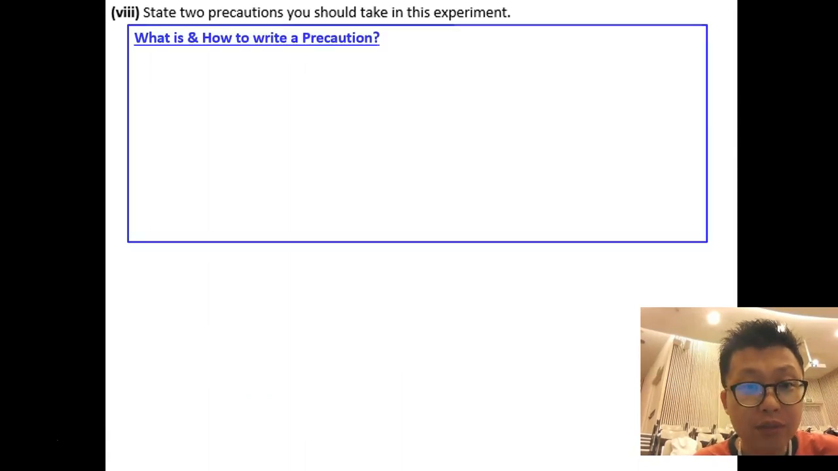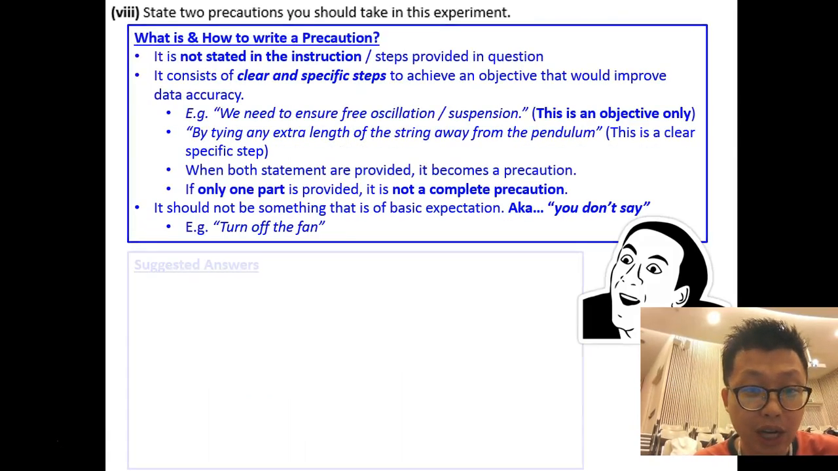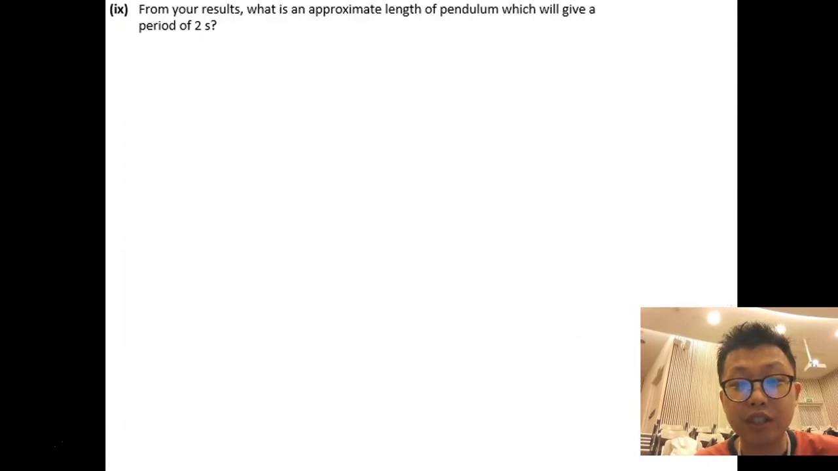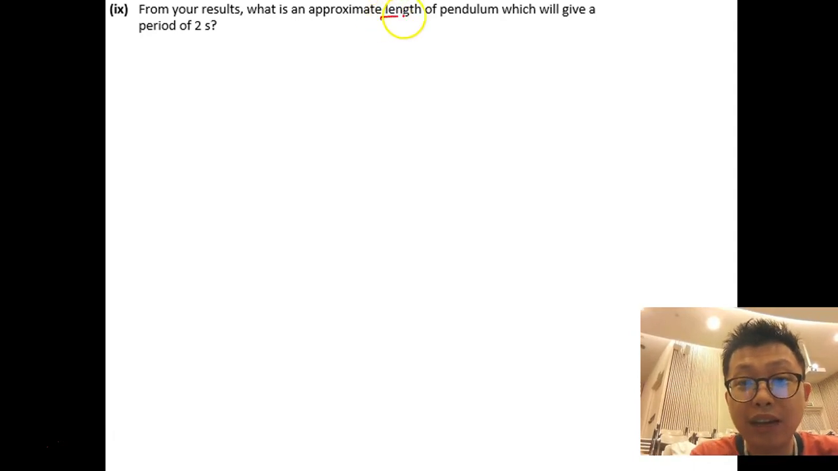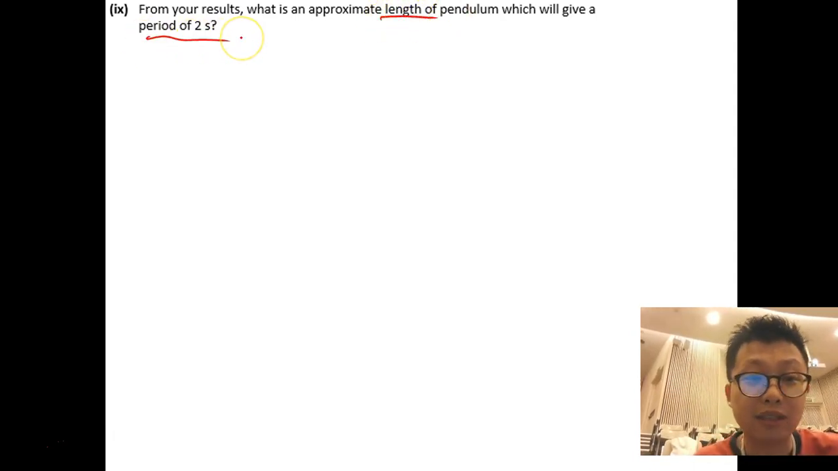Okay, precaution, this part here you need to go and look at the Google Drive and write down the suggested answer. Okay, the other question that most of you got wrong is this one here. When you are asked to find the length of the pendulum when the period is 2 seconds.